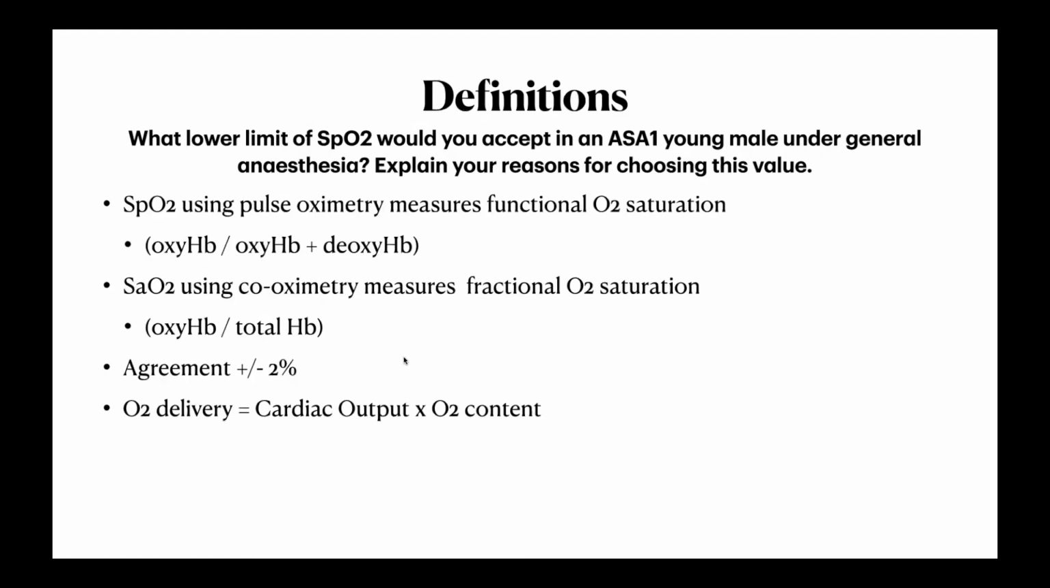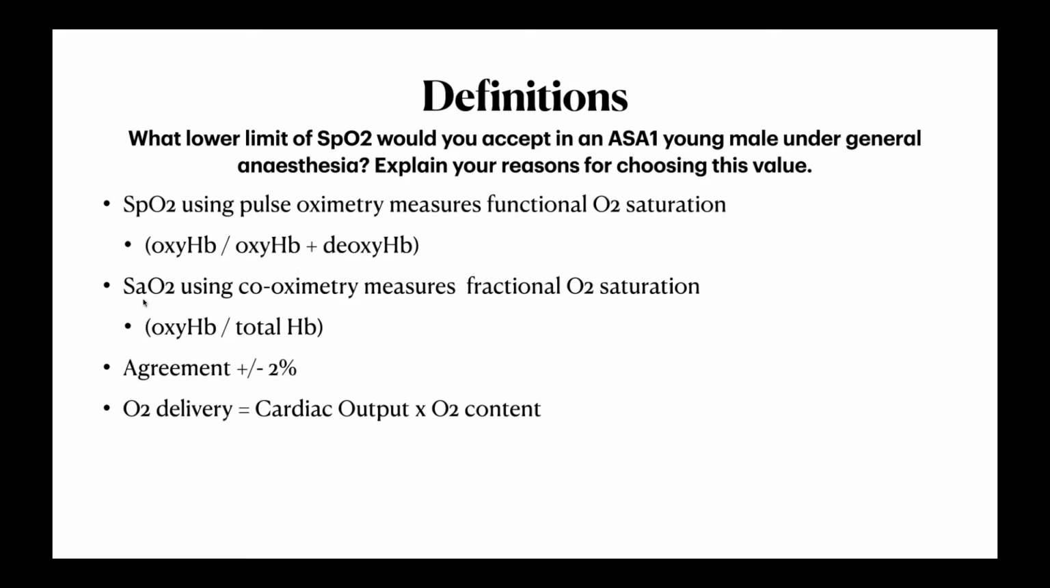With the definitions, so pulse oximetry saturations, so SpO2, uses pulse oximetry to measure functional oxygen saturation. What do I mean by functional oxygen saturation? It means you're only including the hemoglobin that can participate in oxygen carriage. So that's oxyhemoglobin and deoxyhemoglobin. So the way that it's calculated is that it's oxyhemoglobin divided by oxy plus deoxyhemoglobin.